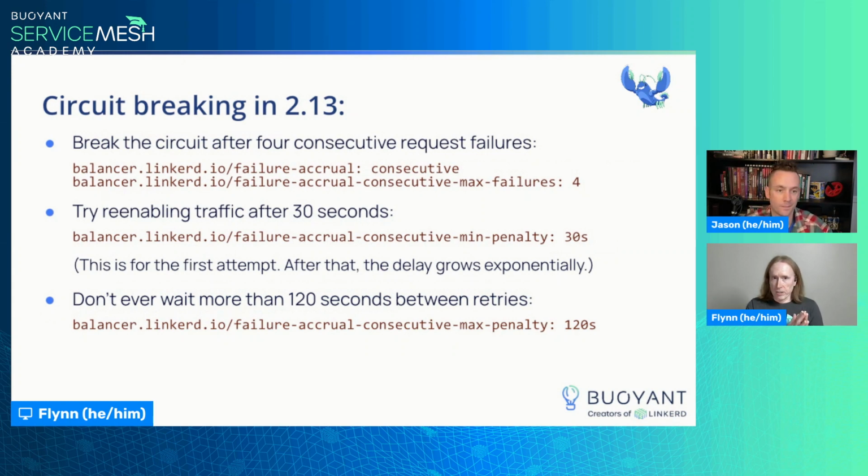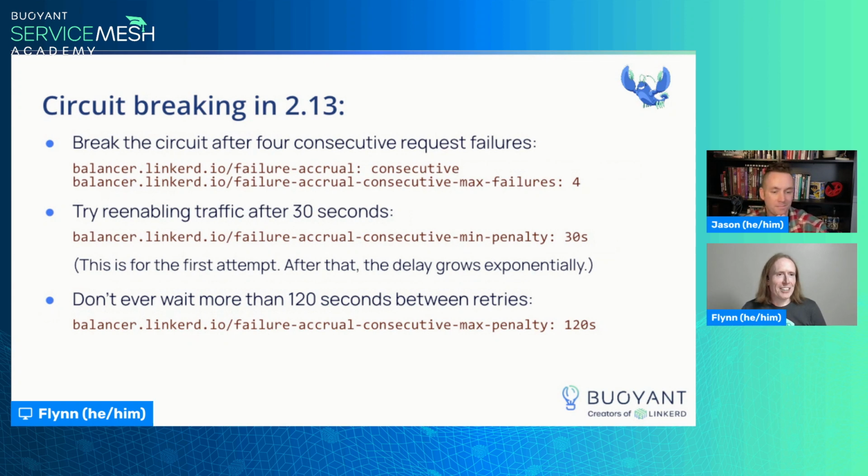This is what the annotations currently look like. They all appear to be under the balancer.linkerd.io group. Annotations don't really have groups, but we can make them look that way. You will also notice that they all say failure accrual in the name. The reason is that internally, failure accrual is the mechanism that we are using, and it's a little bit broader. I probably would have preferred that we call them circuit breaker, but it's okay.